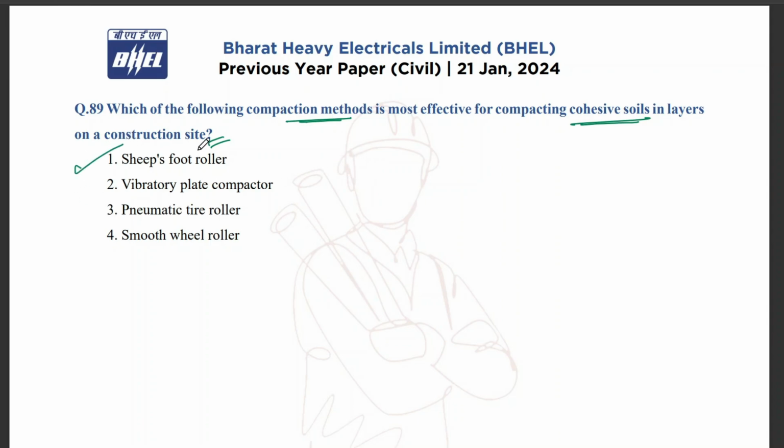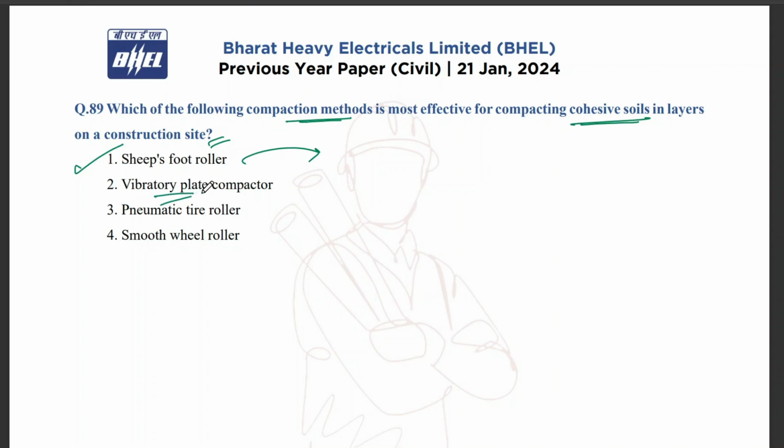Here, the sheep's foot roller is the most effective method to compact such soil because it is designed specially for cohesive soil, has high contact pressure, and is best suited for layer compaction in construction projects.